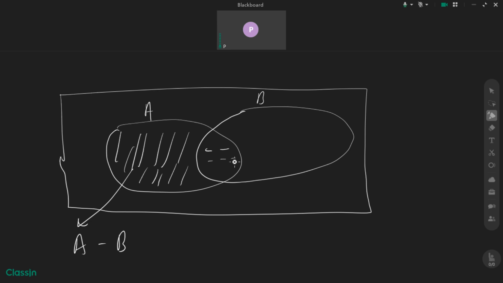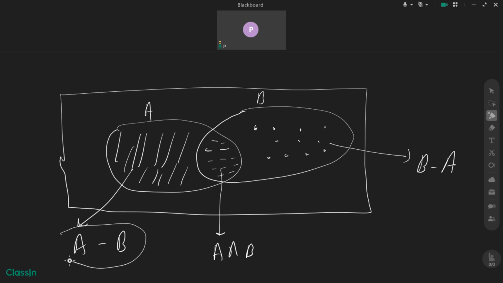And this region, it will be simply, we already know, A intersection B, the common region between A and B. And this region will be B minus A. All elements of B, I have to subtract elements of A. Since this region of A is common with B, it will be B minus A.